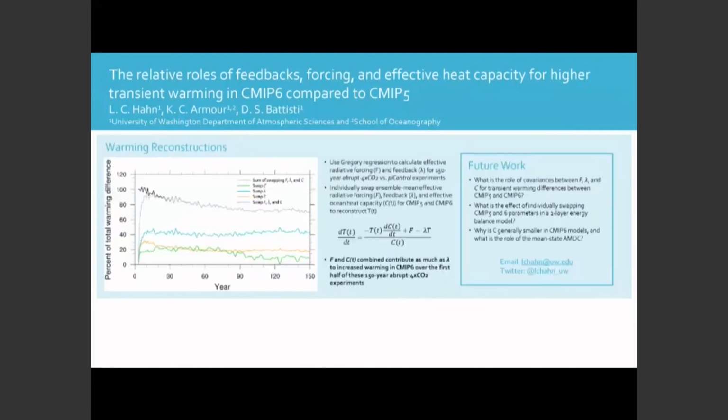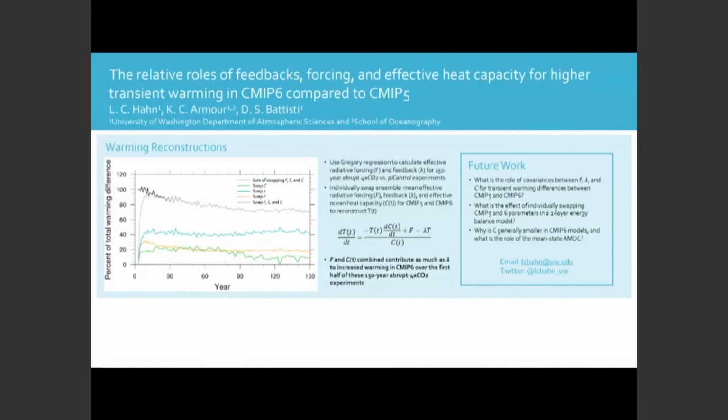So to look into the contributions of these different factors to increased transient warming in CMIP6, we can individually swap the ensemble means for CMIP5 and CMIP6 for the forcing, feedback, and effective ocean heat capacity, and use this energy budget to reconstruct the near surface temperature anomalies, which is shown on the right. We're looking at how each of these factors contributes to the total warming difference between CMIP5 and CMIP6.